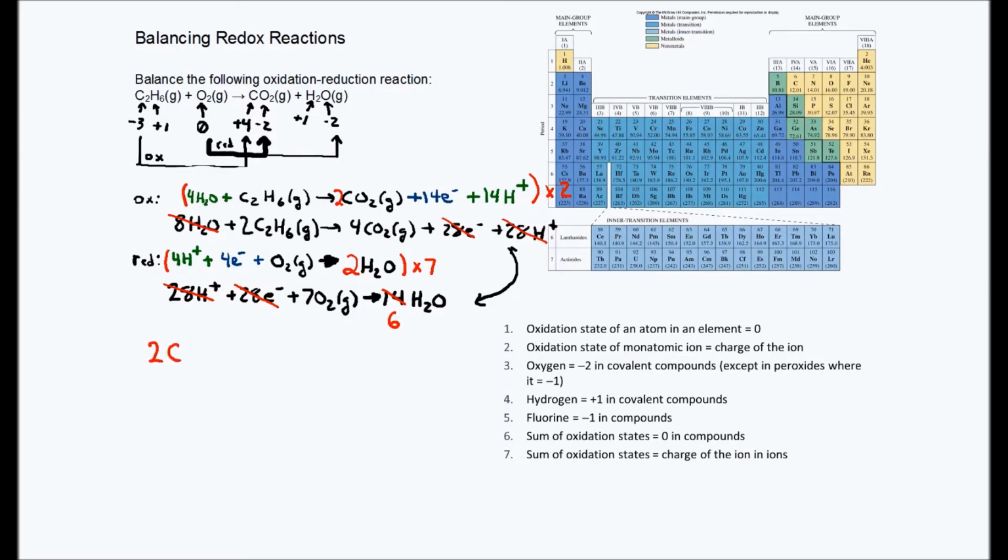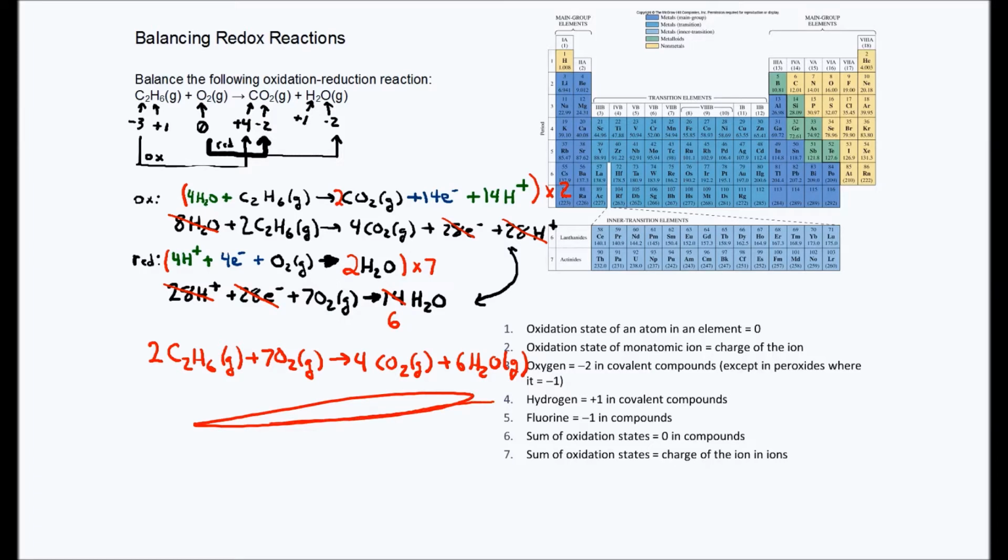2 C2H6 gas plus 7 O2 gas forms 4 CO2 gas plus 6 H2O gas. And that then is my balanced oxidation-reduction reaction.